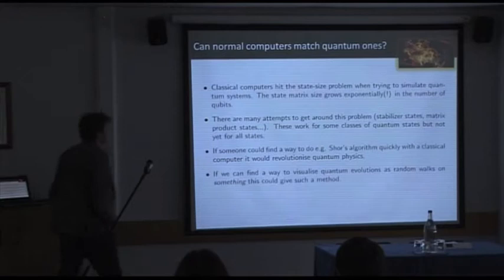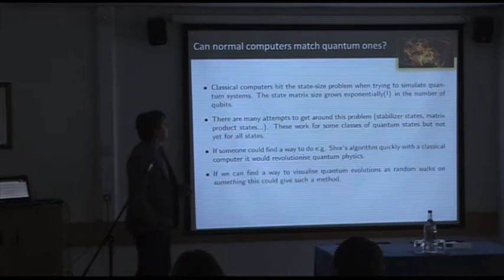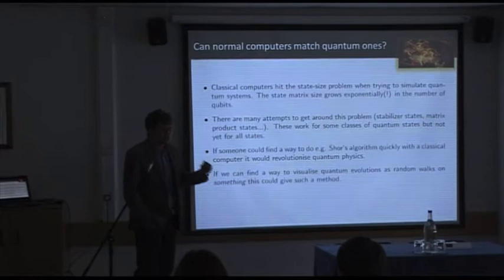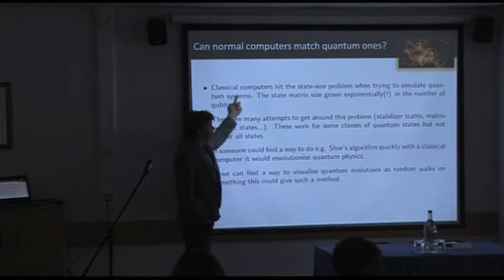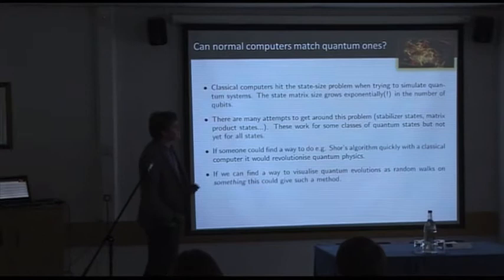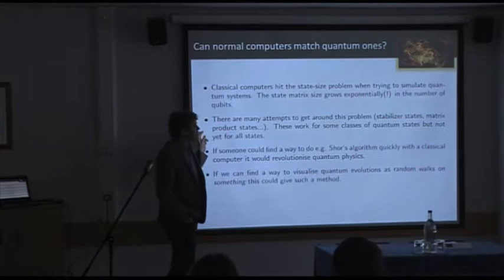So you can ask, to what extent can normal classical computers match quantum ones? I think this is one of the really important problems for quantum information theory: to try and find smart tricks for simulating quantum systems using classical computers. But they hit this state-size problem. As I said, the state matrix size grows exponentially in the number of systems. And there are many attempts to get around this.